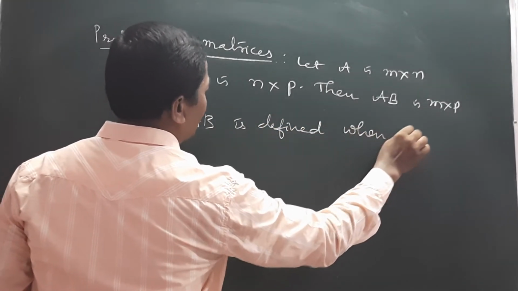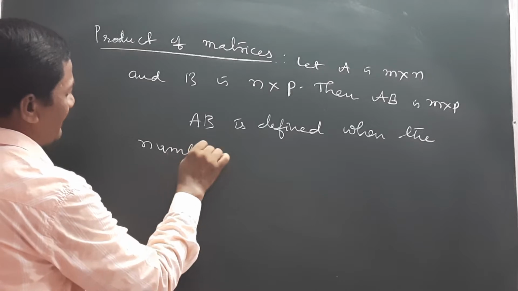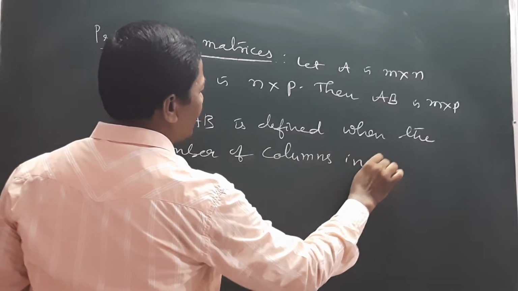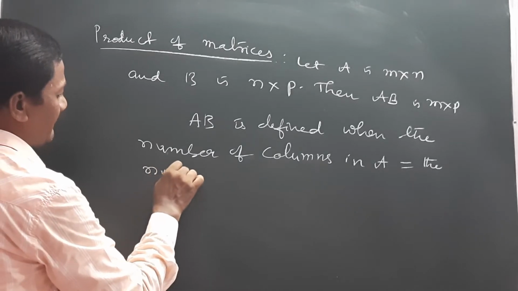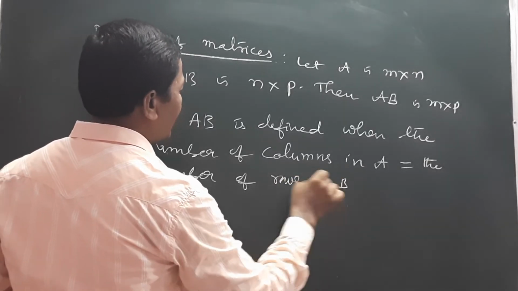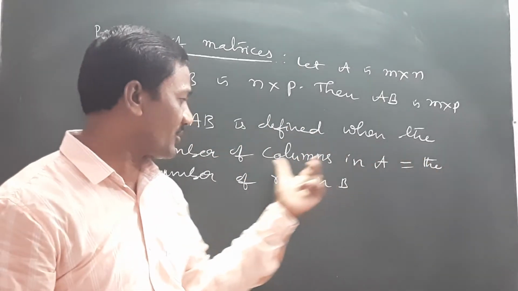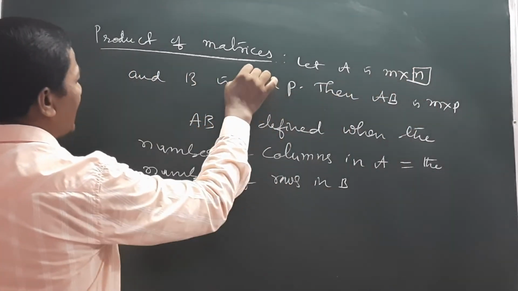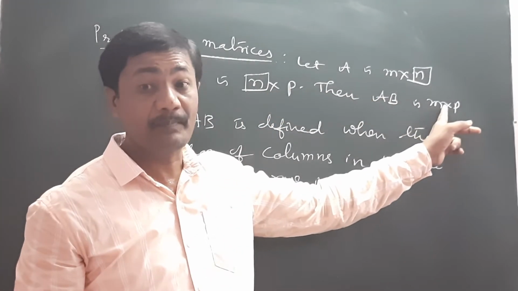when the number of columns in A is equal to the number of rows in B only. That means AB is defined only if the number of columns in A is equal to the number of rows in B. Here the number of columns in A is n and the number of rows in B is n, both are equal, then only AB is defined, whose order is m by p.